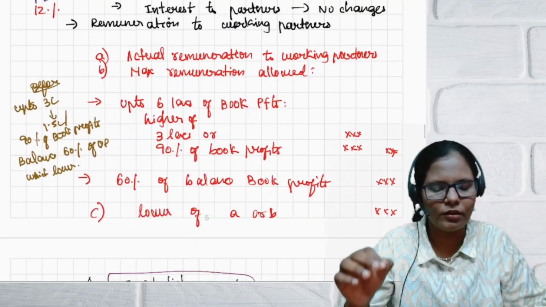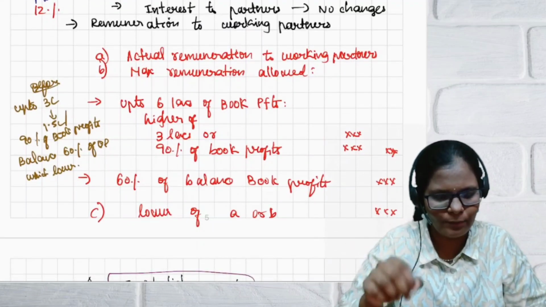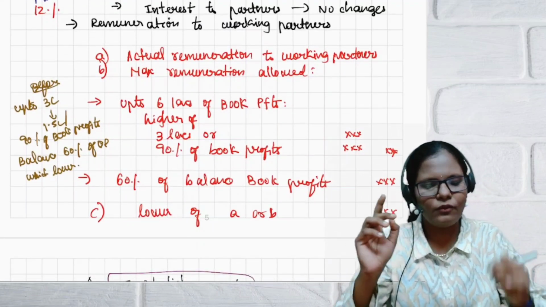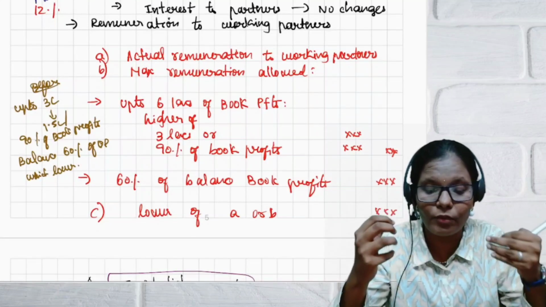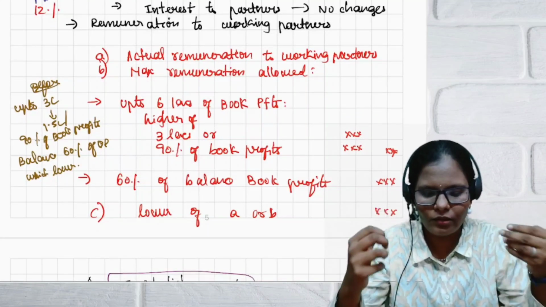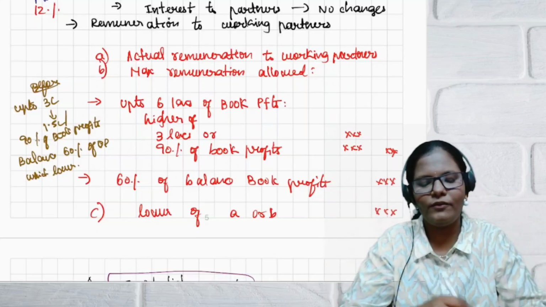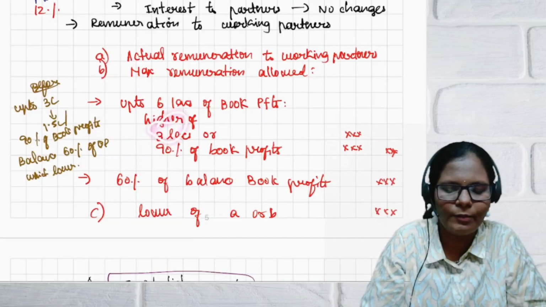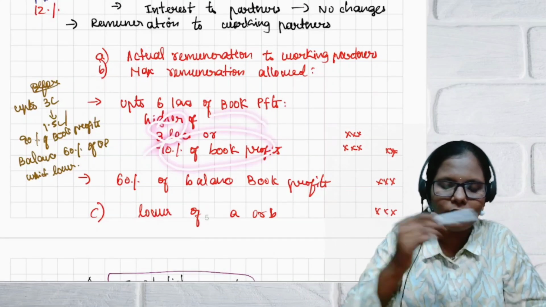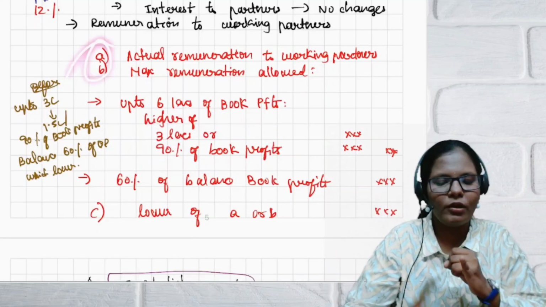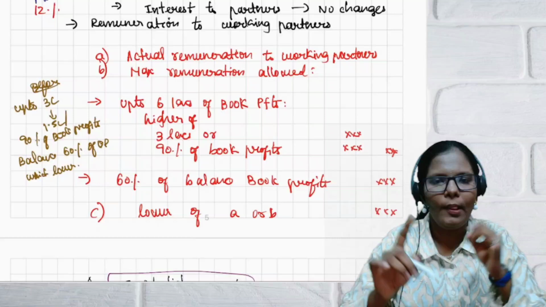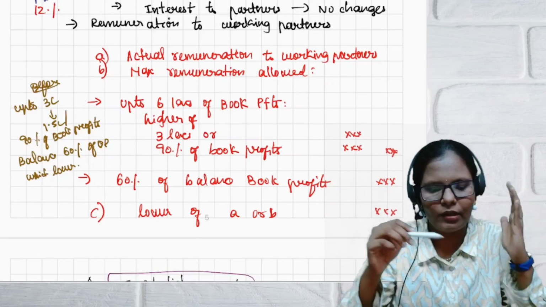Remuneration to working partners should be calculated as per the new provision. So we first take the actual remuneration to working partners, then calculate the maximum remuneration allowed. To calculate this, up to 6 lakhs of book profits, 3 lakhs or 90% of book profits should be taken, then 60% of the balance book profits. Actual remuneration or maximum remuneration allowed, whichever is lower, should be taken as the answer.